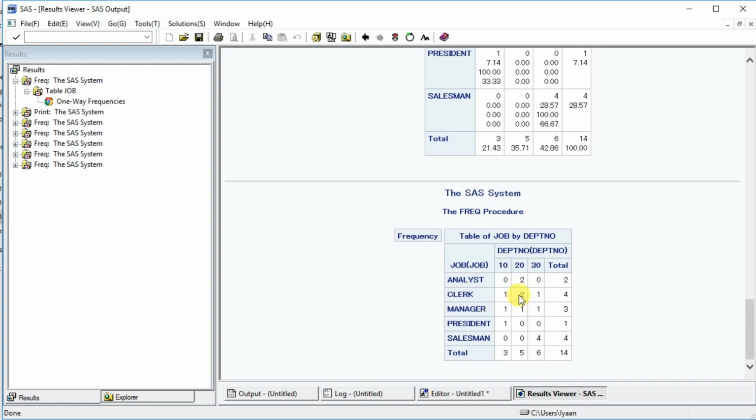And for clerk, we have 4 clerks. Now this is a catch. To understand this, every department has 1 clerk, but in department number 20 there are 2 clerks. So this is something to spot and stop on, like why there are 2 clerks. This way it's very easy to understand the data, right?